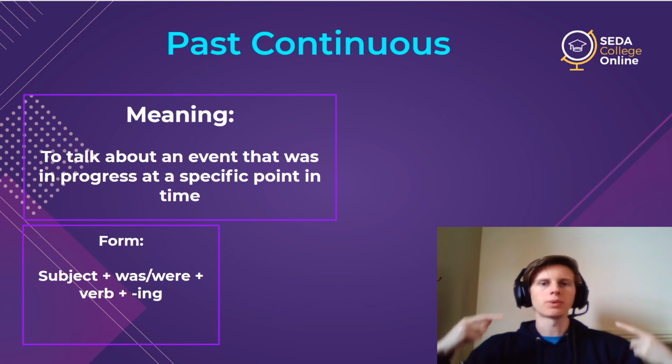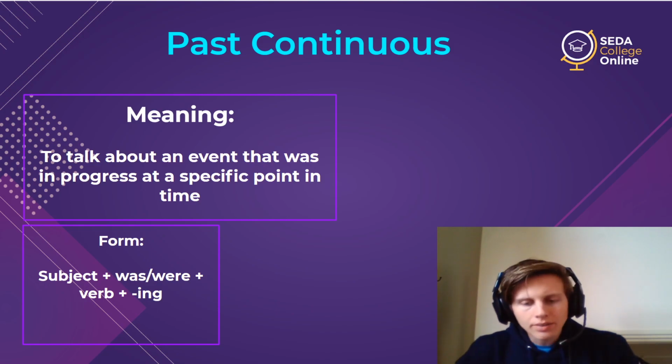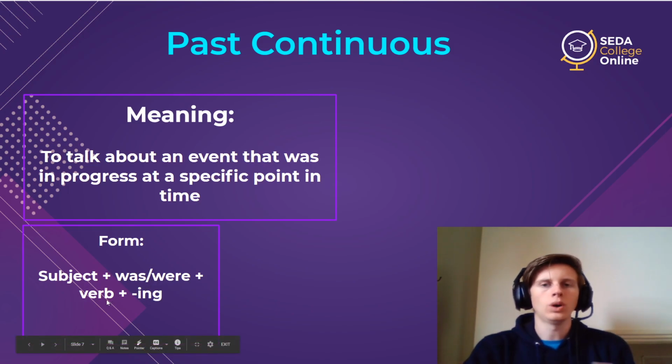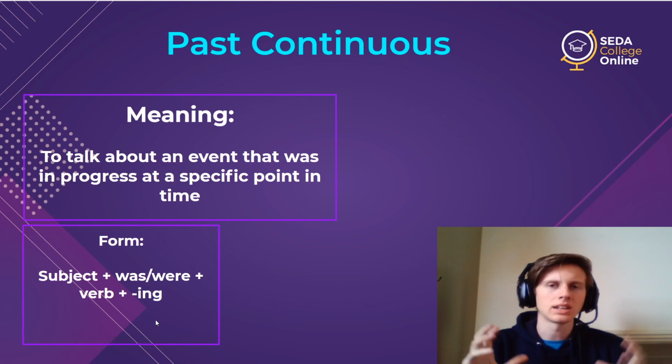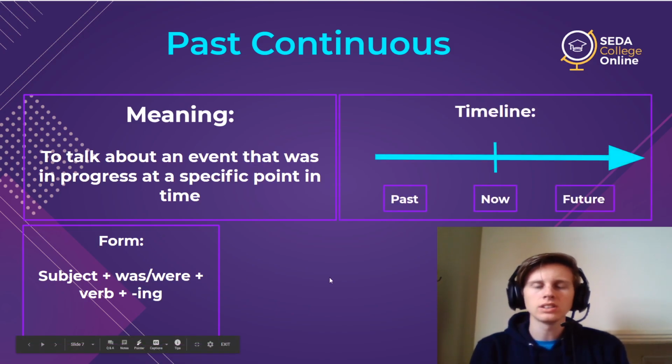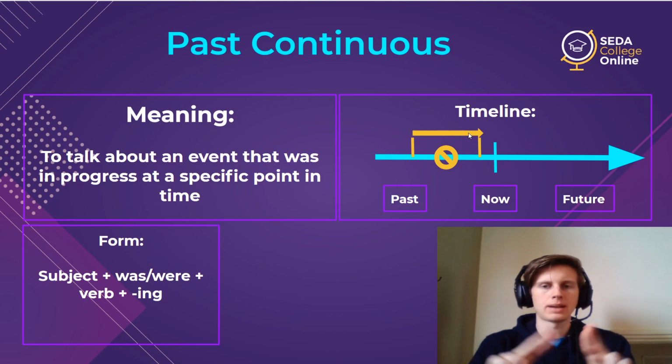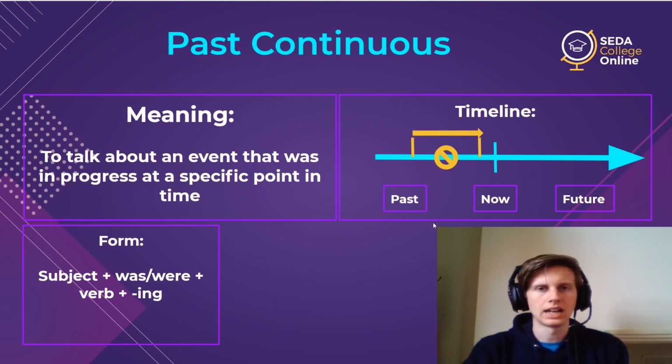You know, I say I am teaching right now, something ongoing right now. Well, now I just take that idea, put it into the past. So was, were teaching. I was teaching. And now I have that idea that it was happening at a point in the past. So if I look at the timeline again, we need a specific point in time for the past continuous to be correct because it's talking about an action that was ongoing, in progress, but when? When was it in progress? So I must have a point in time to talk about.